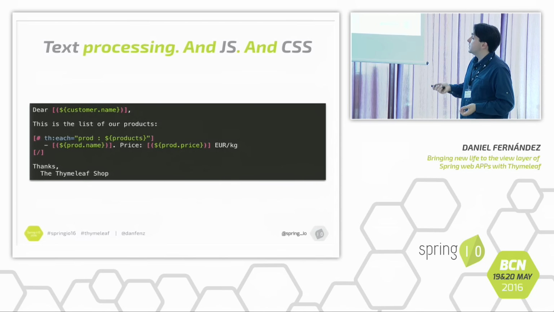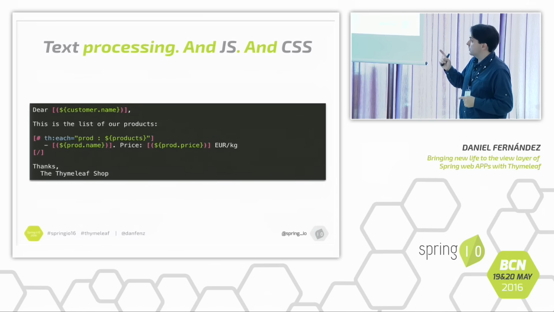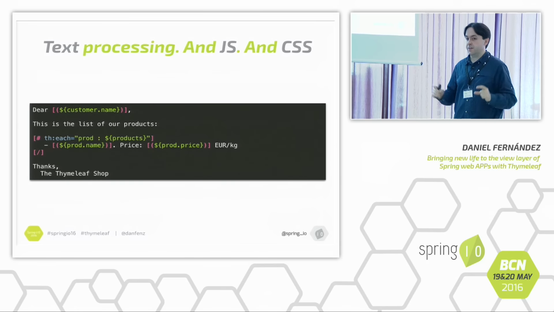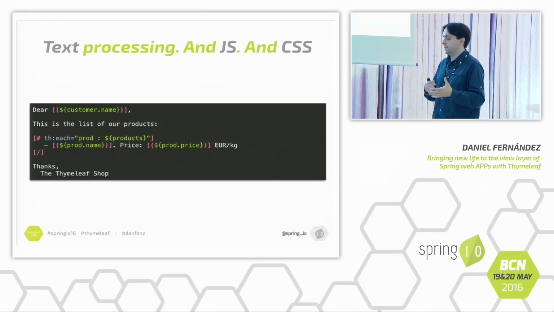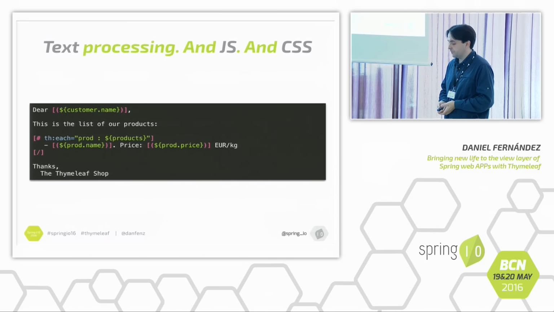Actually, there is even a way of doing inlining unescaped, because there you see expressions that instead of having double brackets, have bracket parentheses. That means output is unescaped, which is a much better fit for text processing.